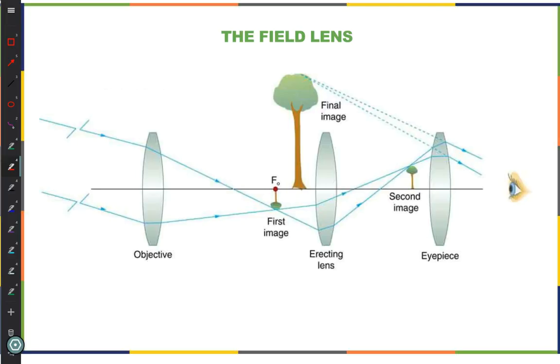The field lens is in there to take a real inverted image and create another real inverted image. So if you invert an inverted image, it's upright again. The erecting is upright erecting. And so that's going to give you an upright image as well.